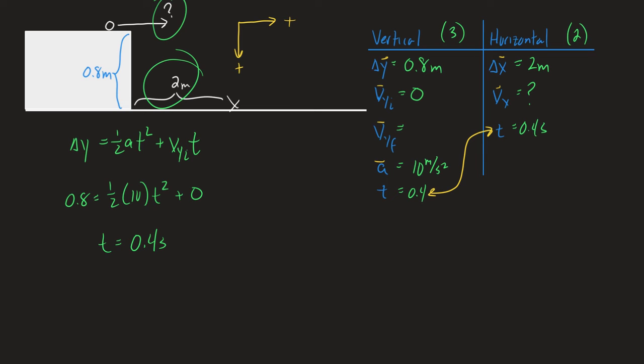Do you now have enough information to figure out how fast the object is traveling? I believe you do. It's not a motion equation over here. It's just delta x equals vx times t. It's not accelerating. So the object's displacement equals how fast it's going times the time. We have displacement and we have time. So 5 meters per second. Not terrible, I don't think.